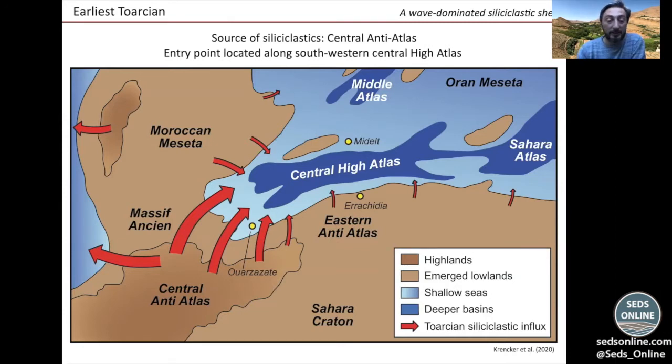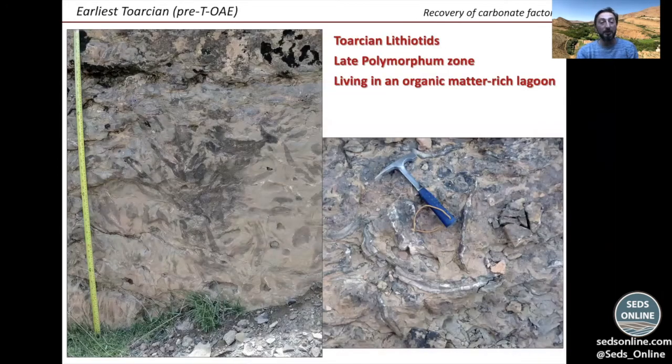But the halt in the carbonate production didn't last very long. Very soon after the boundary, we can find, again, a lot of lithiotids. So here are some very beautiful lithiotid bouquets. And as you can see, they're dark, and that's because they now develop in an organic matter-rich lagoon. So these lithiotids are as big as the Pliensbachian ones, but now they really don't care about the fact that the water there was probably highly turbid as well.